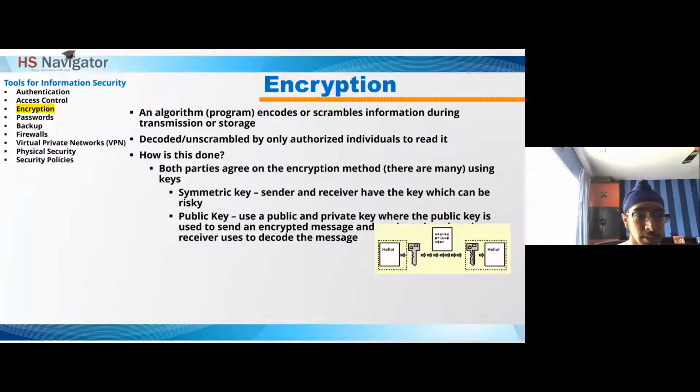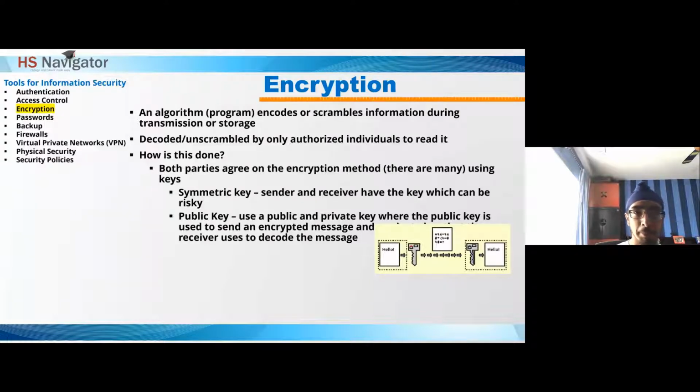The way that it's done is both parties agree on the encryption method, and there are hundreds of encryption methods out there, each one with its benefits and risks. Some of the ones that you'll encounter frequently are symmetric keys, where the sender and receiver both have the key, but that can be risky because if one side gets compromised, then both sides get compromised.